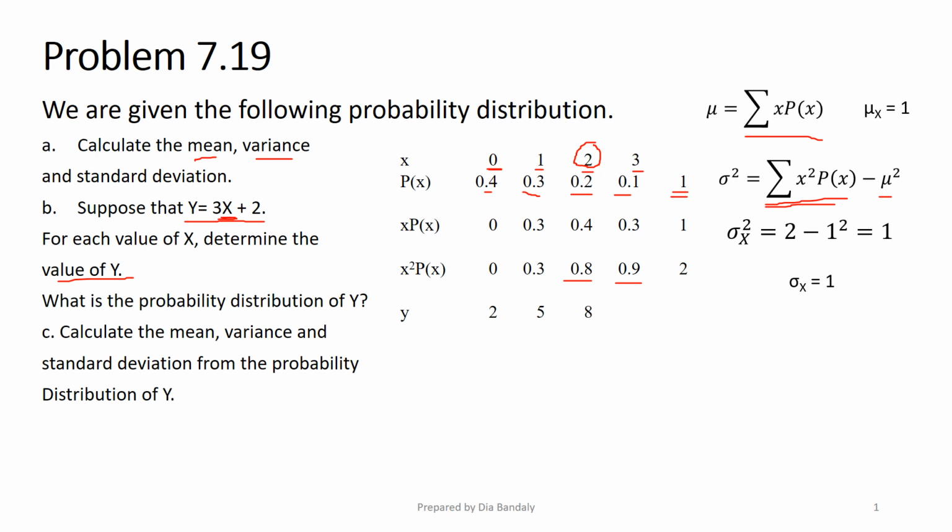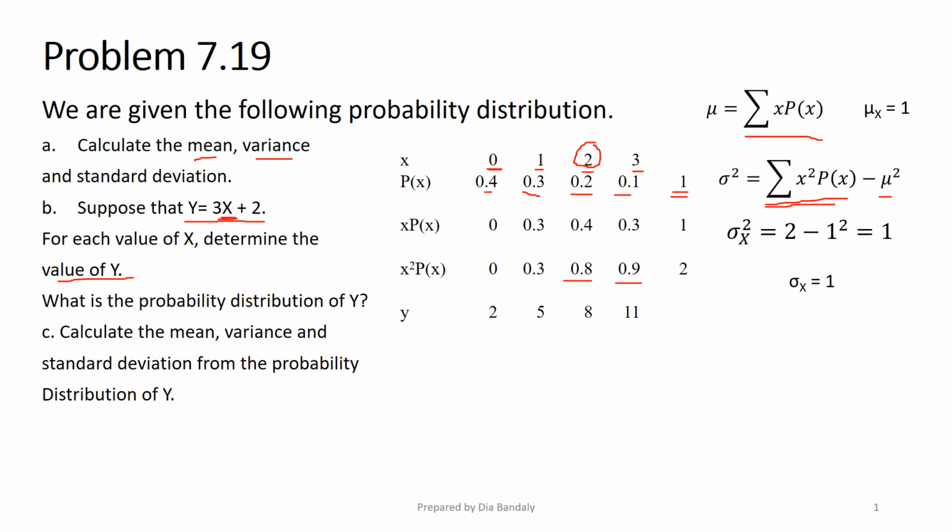I skipped x equals 2, I'm very sorry about that. It's 3 times 2, that's 6, plus 2, it's 8. And then for x equals 3, 3 times 3, 9, plus 2, that's 11. All right, I don't know why I was always one step ahead. Okay, so these are the values of y.